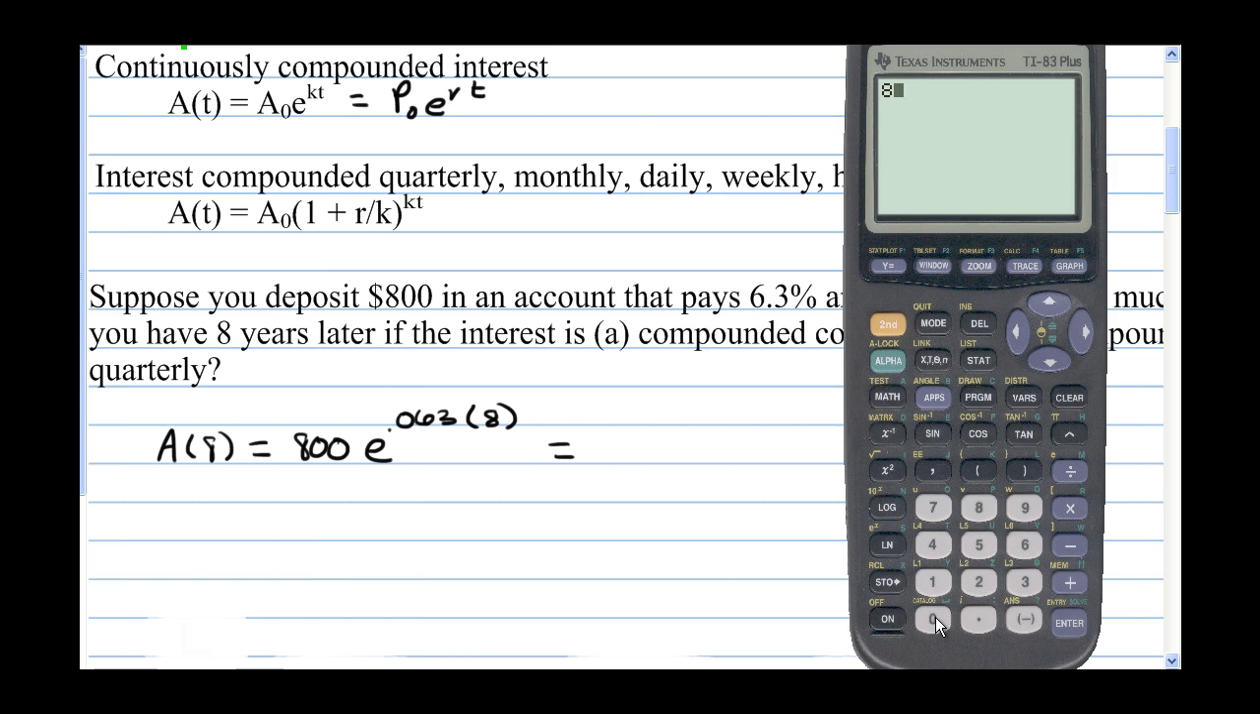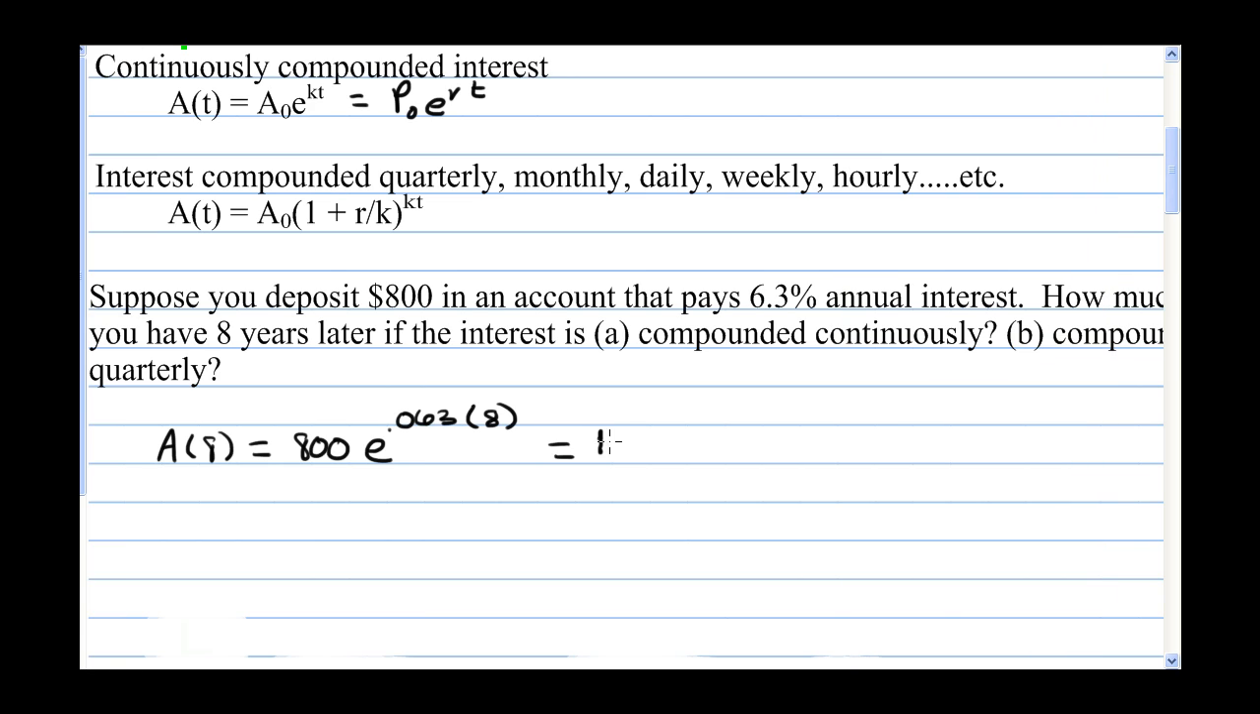So we have 800 times e to the 0.063 times 8, which ends up being $1,324.26. 1324 and 26 cents.